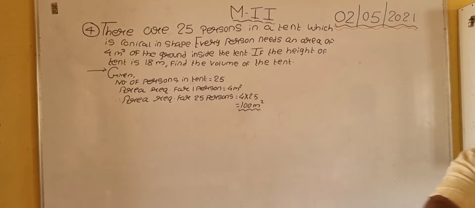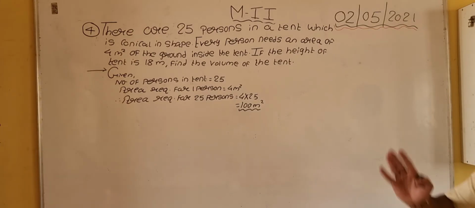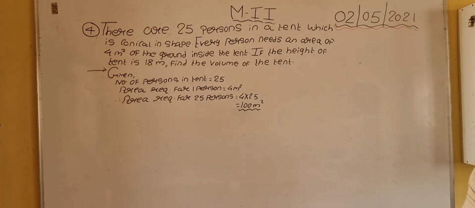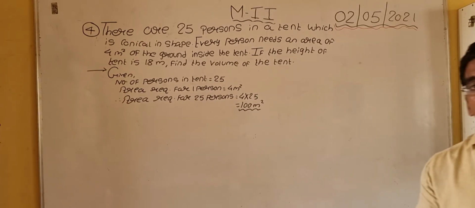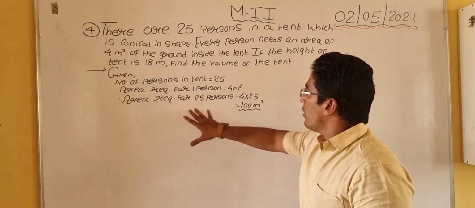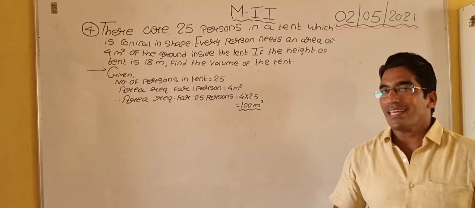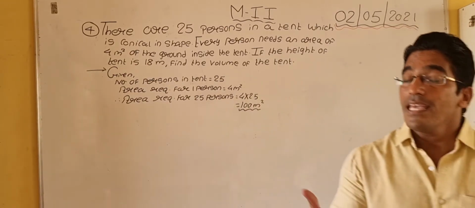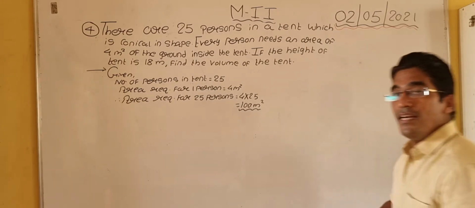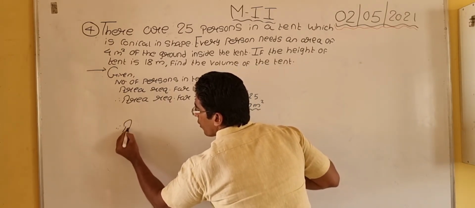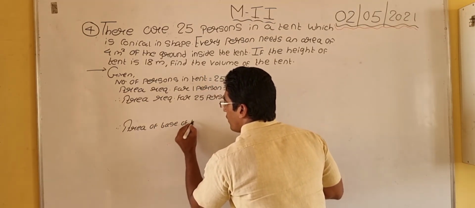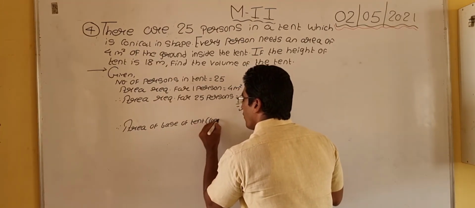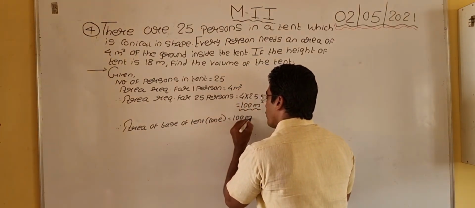Now all the persons are in a tent. What is the shape of the tent? It is conical. So I can say that the persons standing inside the tent are in the circle. Why? Because we know base of the cone is a circle. Now how much area is required for 25 persons? 100 meters square. So I can say that area of the base, that is area of that circle, is 100 meter square. Therefore area of base of tent, that is cone, is equal to 100 meters square.